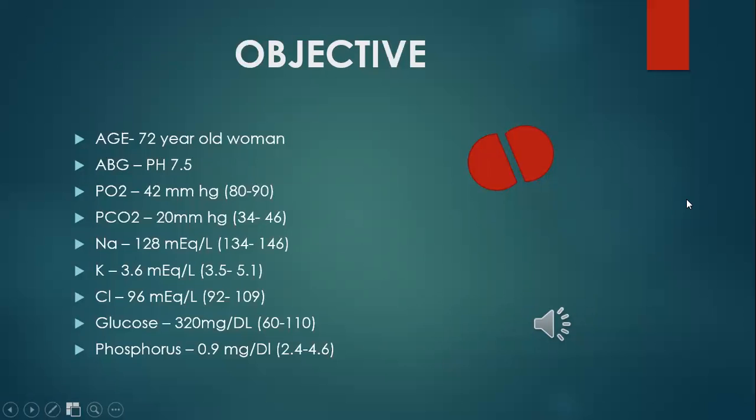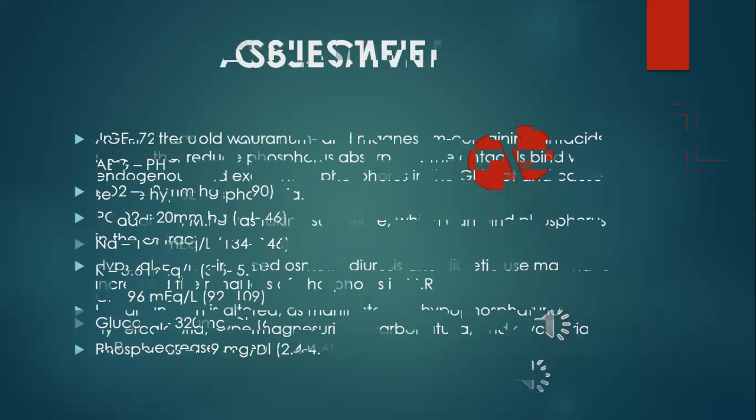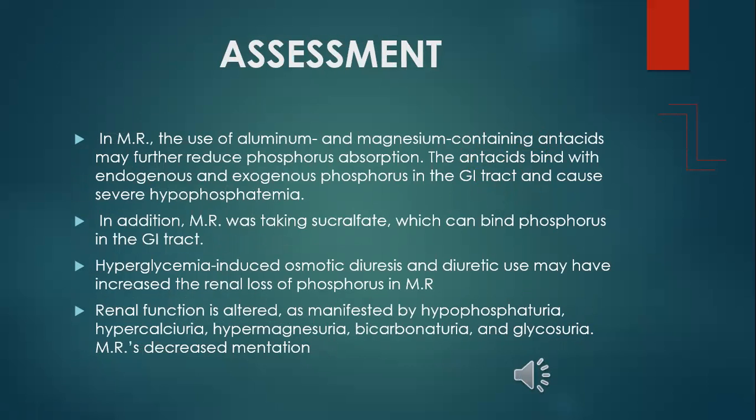So we have to find out the causes of why she's suffering from such conditions. Now, the assessment made is that the use of aluminium and magnesium-containing antacids has led to decreased absorption, which is why she is suffering from hypophosphatemia, which is quite understandable, because I told you in the previous slides that antacids containing aluminium and magnesium can bind to phosphorus and lead to decreased absorption in the intestine, which can be a factor in causing hypophosphatemia. She's also taking sucralfate, which has the same mechanism of action. It can bind to phosphorus and lead to lower absorption of phosphorus.